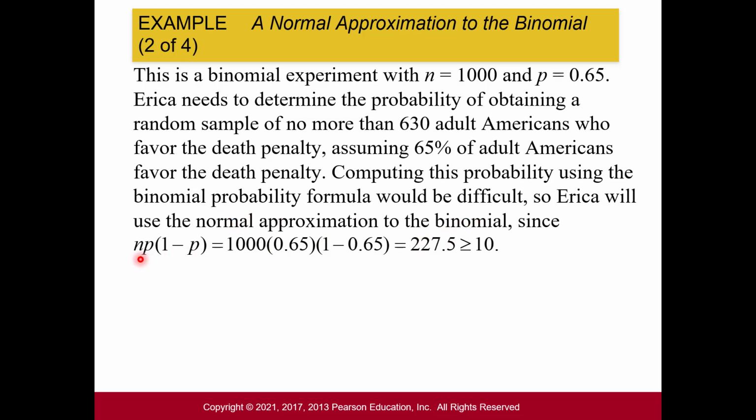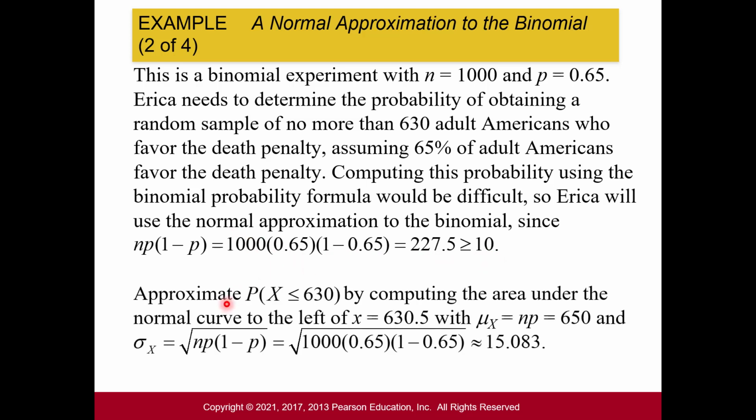as long as this computation n times p times 1 minus p is greater than or equal to 10, which in this case it is. So we can go ahead and use our normal approximation, which is going to make this way quicker. So if we want to know the probability that x is less than or equal to 630, we compute the area under the normal curve to the left of x equals 630.5. So just adding that 0.5 right here. Our mean, we can quickly calculate and get 650, and our standard deviation is about 15.083.